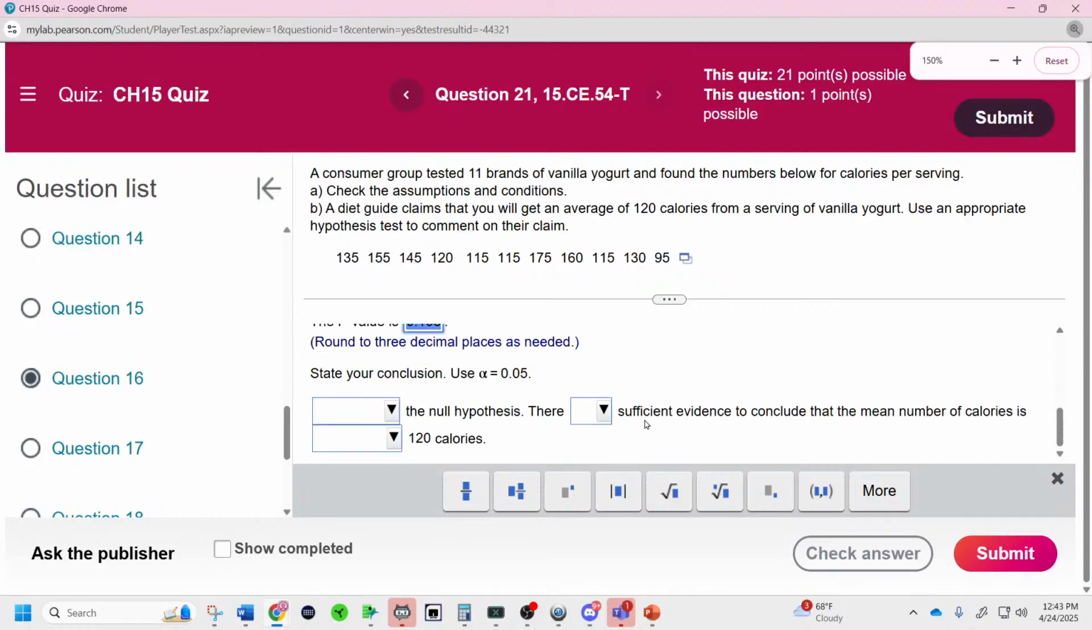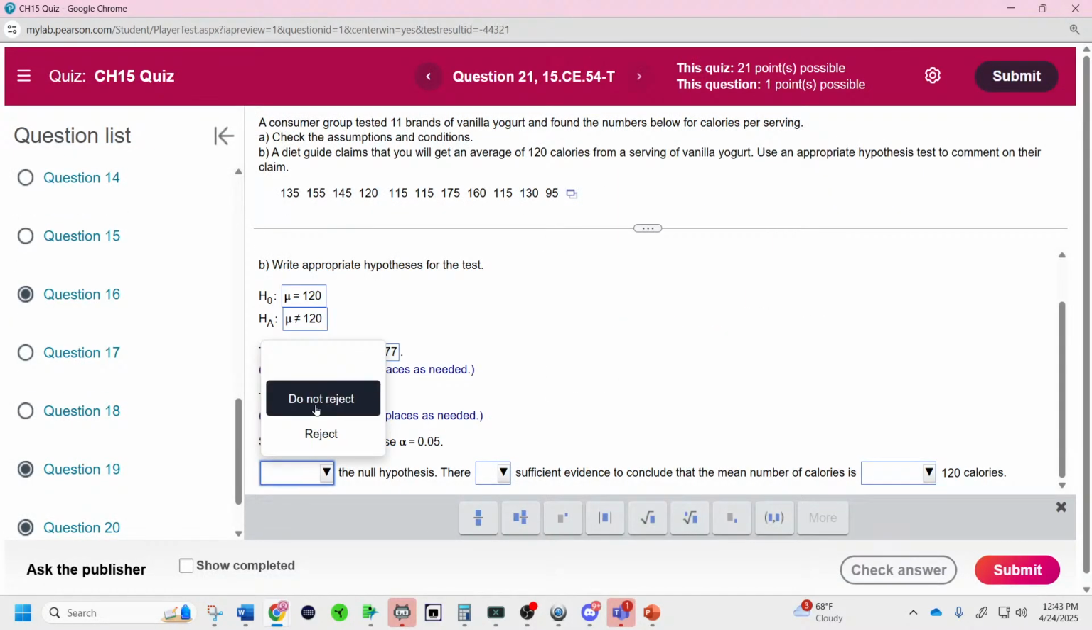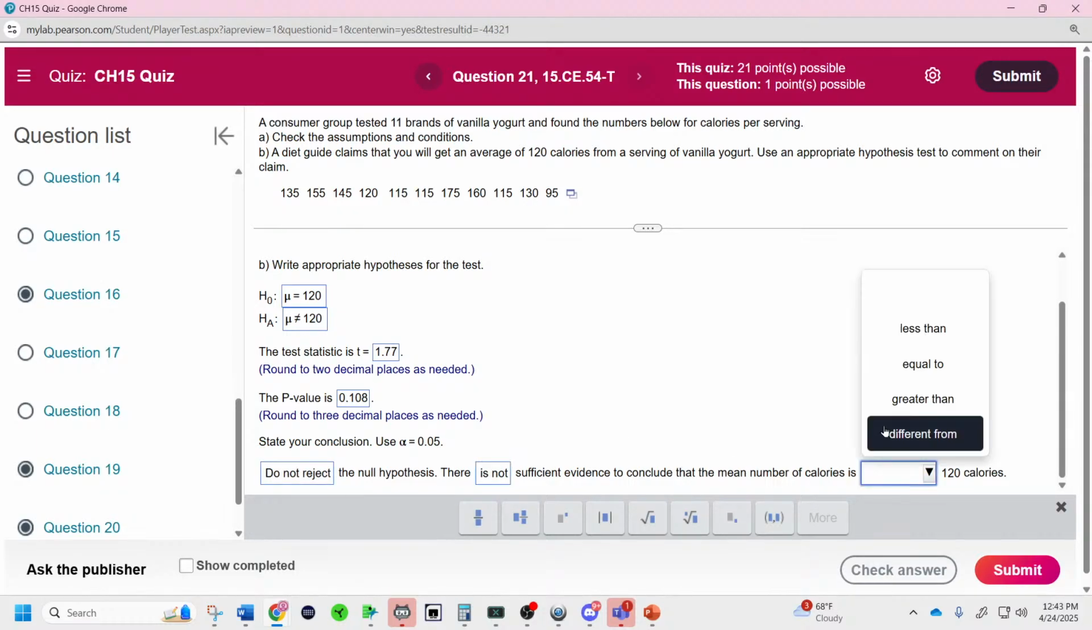The p-value is higher than alpha. Yes, the p-value is higher than alpha. I'm trying to get nice and neat on here. So that means we do not reject the null. There is not evidence that it is different.